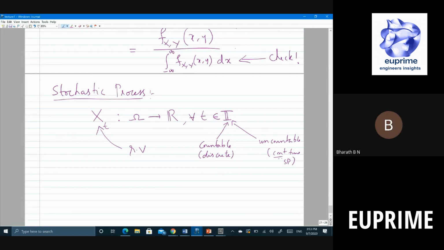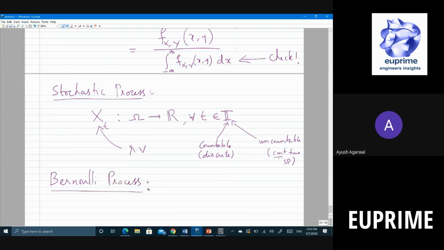For continuous random variables, I haven't mentioned what a Gaussian random variable is, but we will look at Gaussian in more detail later. So let's look at the Bernoulli process. Let's start with Bernoulli. Any question?